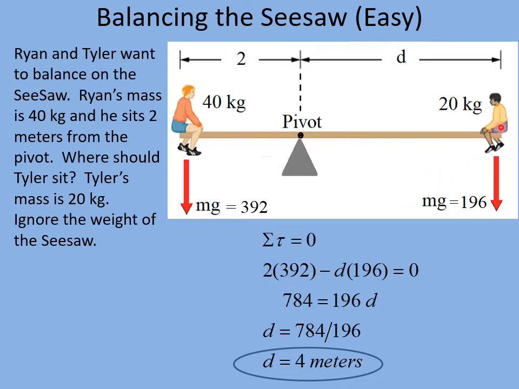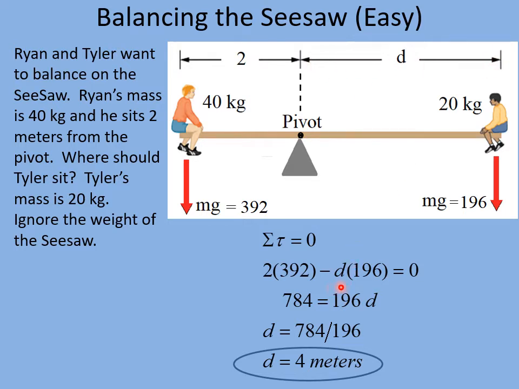And then for Tyler over here, remember his weight, of course, goes down, and mg here is 196 based on his mass of 20. This torque is a negative torque because Tyler is trying to make this thing rotate in the clockwise direction, which is negative. So we're going to subtract his torque. And we don't know this distance, that's what we're going to calculate.